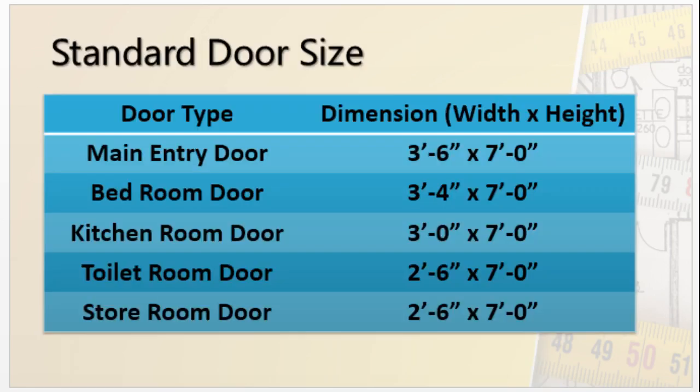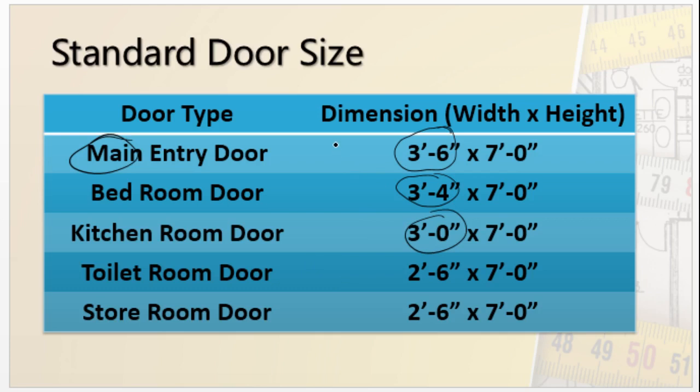generally there are standard door sizes we can use: main entry door, bedroom door, kitchen room door, toilet room, storeroom door. The dimensions are given with the width first and the height after that. This is the general provision to mention any dimensions. And from the dimensions, as you can easily see, the main entry door is commonly 3 feet 6 inch. The bedroom door will be less than that width, and the kitchen less than that.